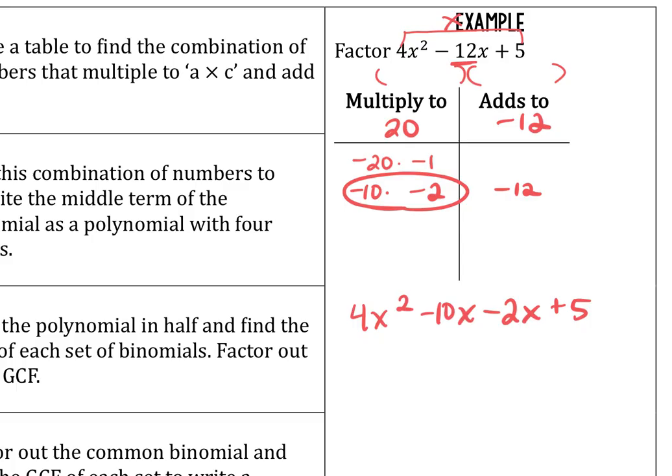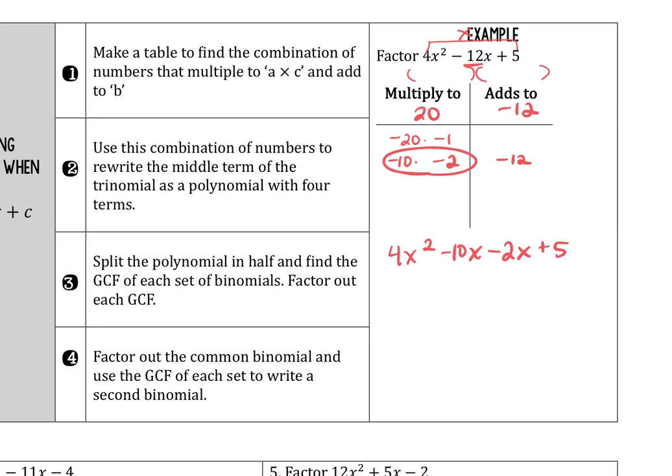So if you think about in the last section, when we were using the FOIL method, these terms in the middle were always like terms that we had to combine. Well, we're doing that now in reverse. These were the like terms that we combined to get negative 12. Now we're trying to figure out what were these two terms that added to negative 12. And it was this, negative 10x and negative 2x.